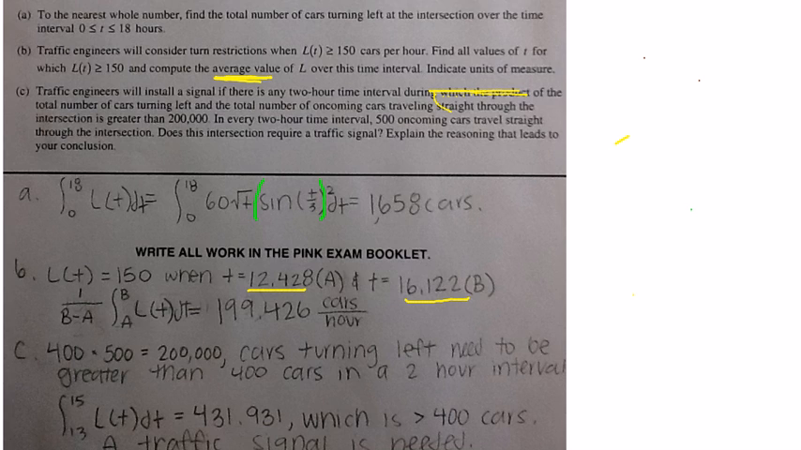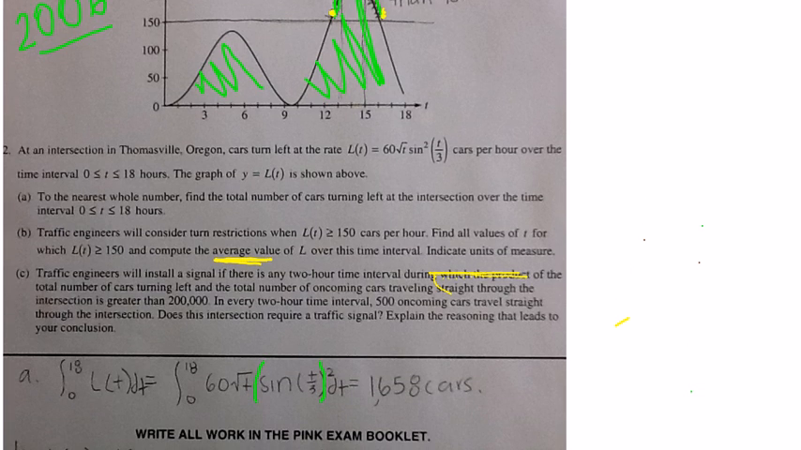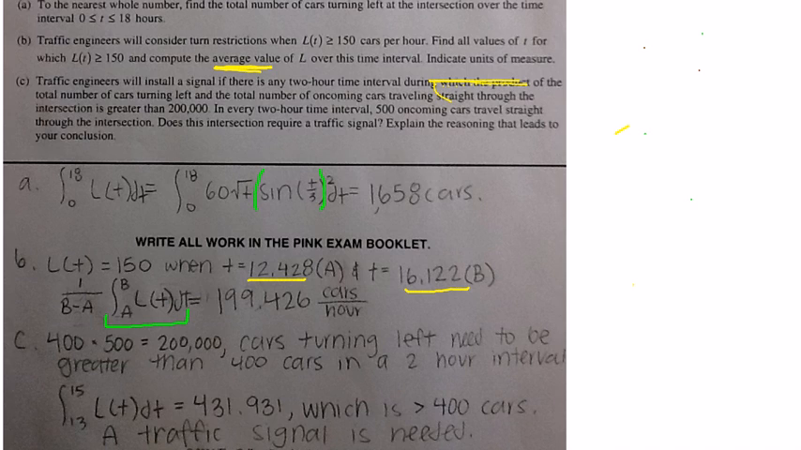As for the units of measure, whenever it's an integral, this integral finds how many cars, like in question A, how many cars turn left. So the units of the integral are cars. But you're multiplying it by 1 over b minus a, and if you remember, b and a are both t values, and the t values are measured in hours. So the integral is measured in cars, and the other portion is measured in hours, so you're doing cars divided by hours, if that makes sense.